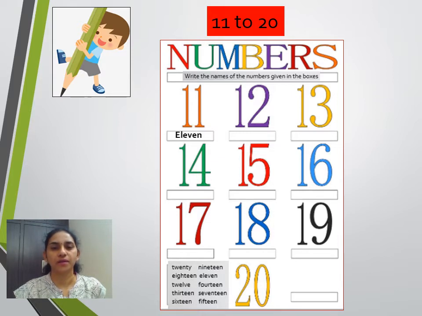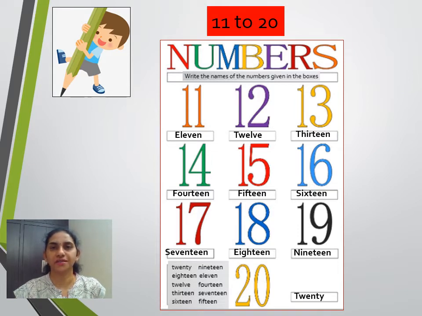11, 12, 13, 14, 15, 16, 17, 18, 19, 20. Once again, repeat after me, children. 11, 12, 13, 14, 15, 16, 17, 18, 19 and 20. Okay, children?